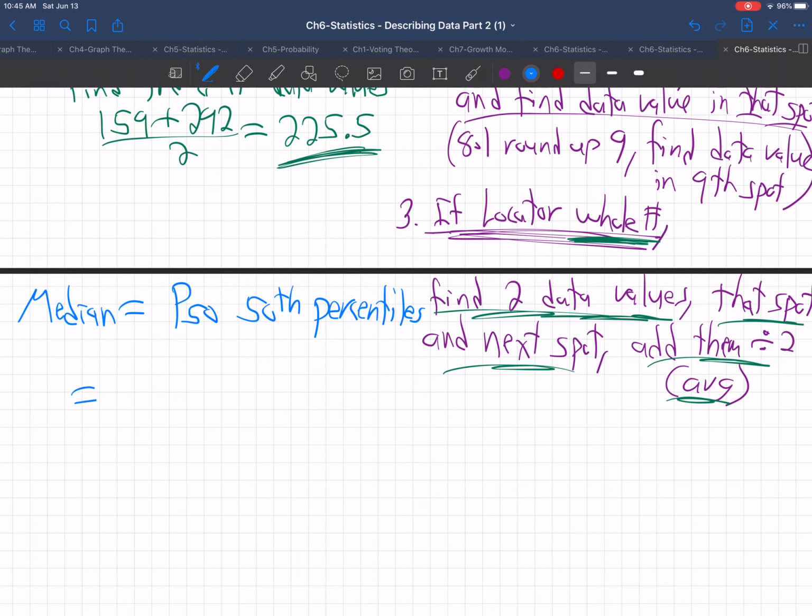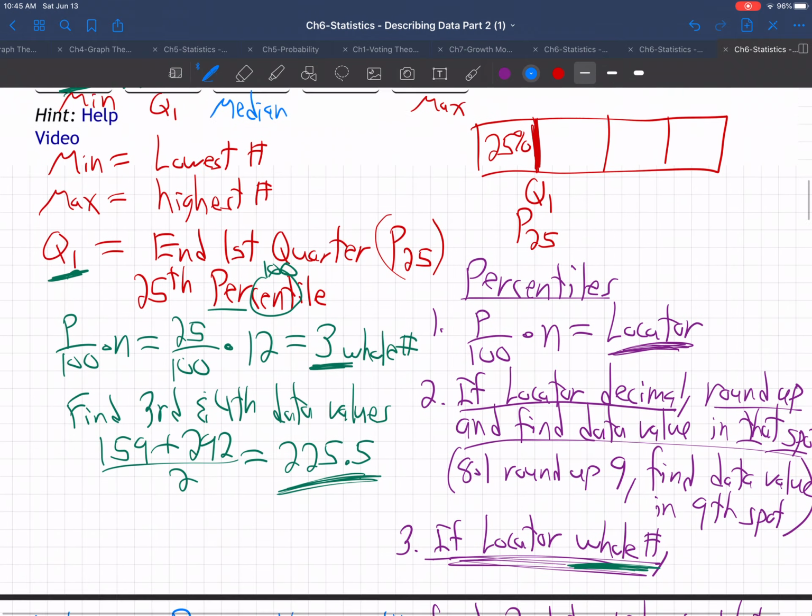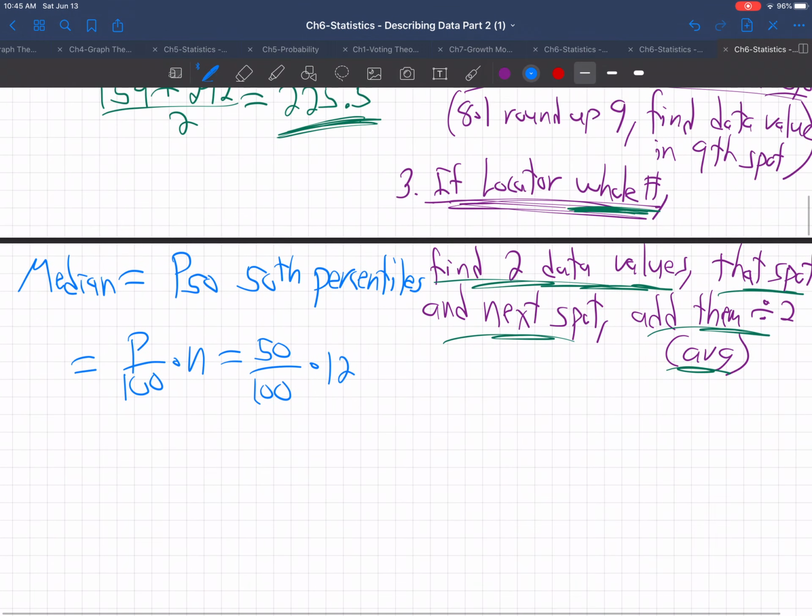So let's do the percentile thing again. P over 100 times n. P is 50. 50 percentile, 50 per 100 times n. N was 12, right? 12 total data values in this list. Yeah, 12. So that comes out 6, which is a whole number. What do we do with a whole number?